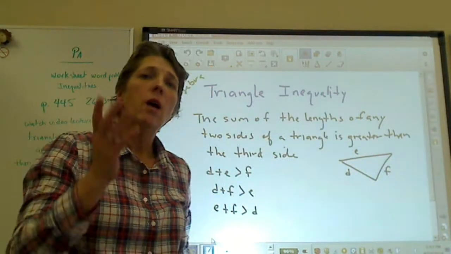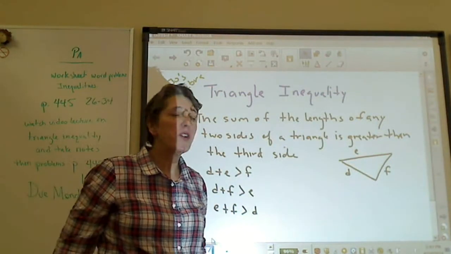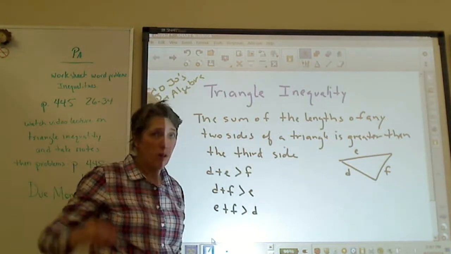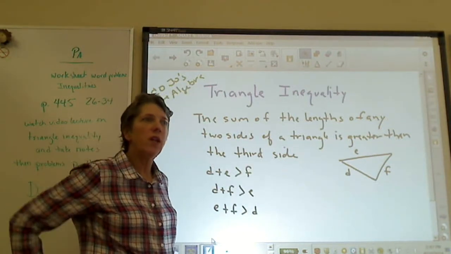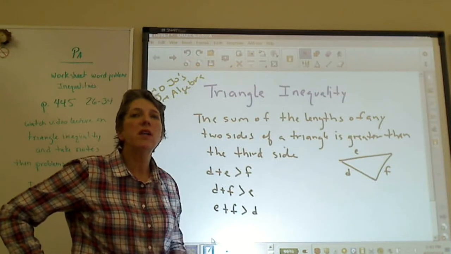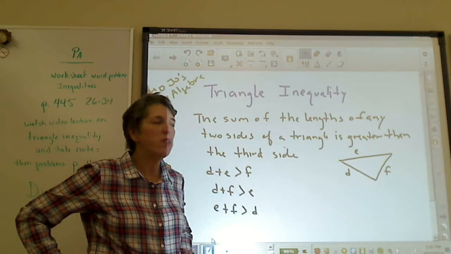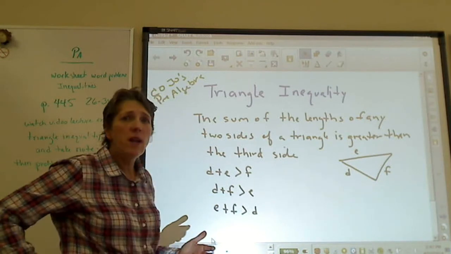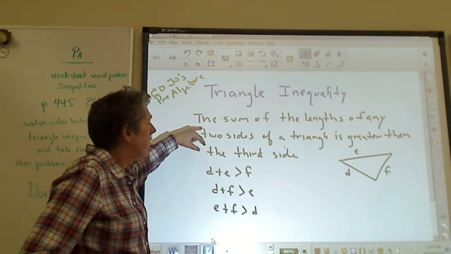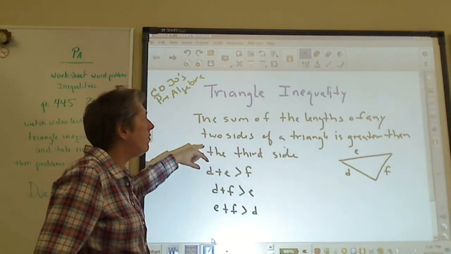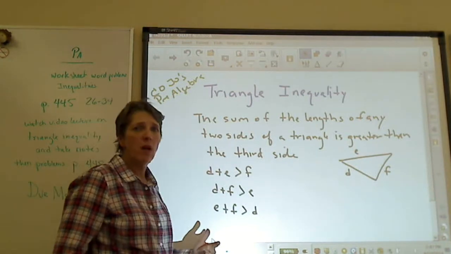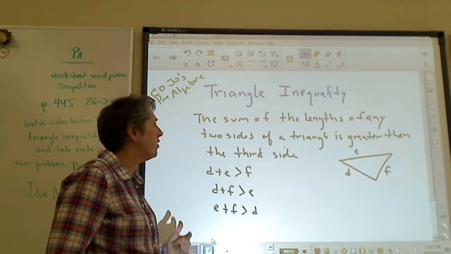And today we're talking about, well, Kojo's Pre-Algebra, we're talking about the triangle inequality. Now the triangle inequality works for every single triangle. Right triangles, obtuse, acute, every single triangle you can think of. And here's the rule: the sum of the lengths of any two sides of a triangle is greater than the third side.